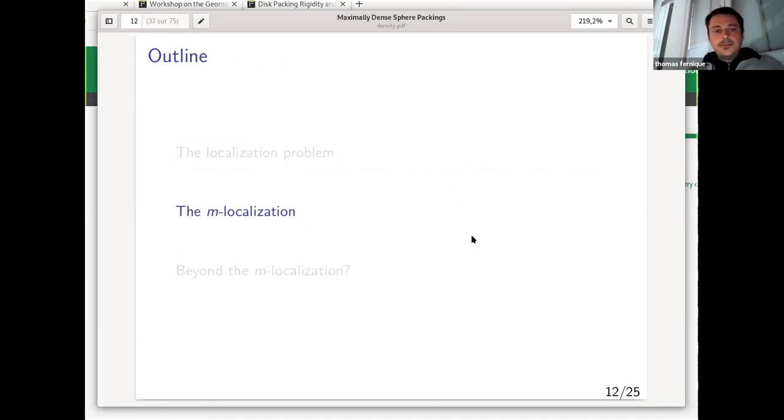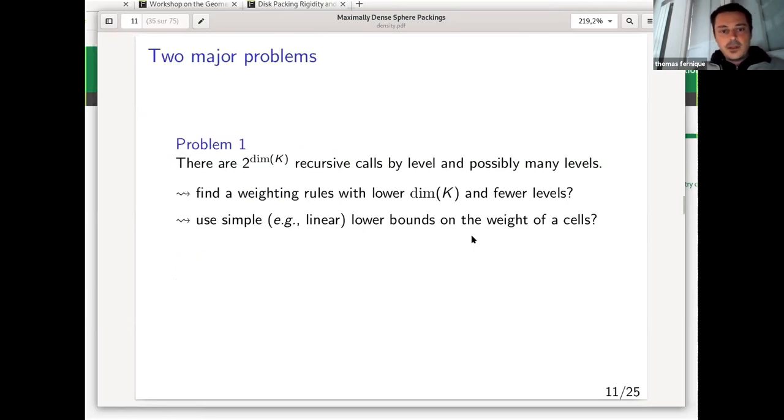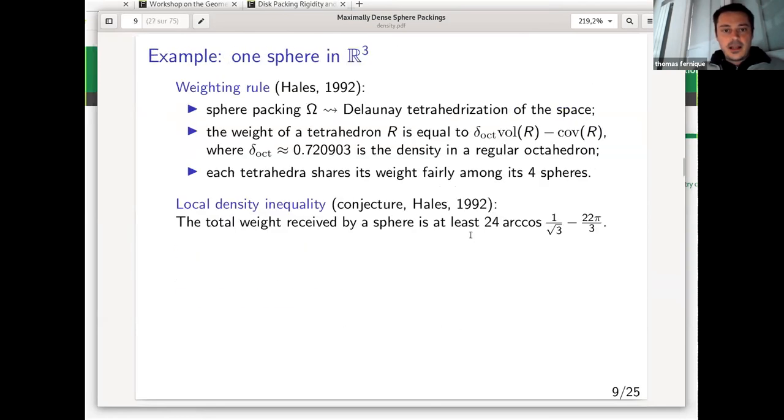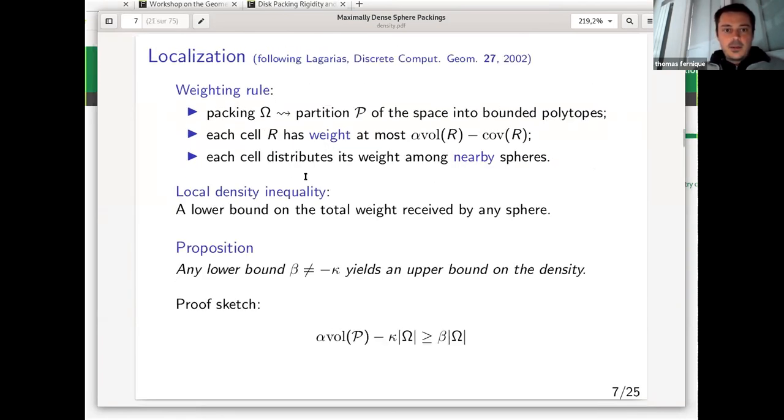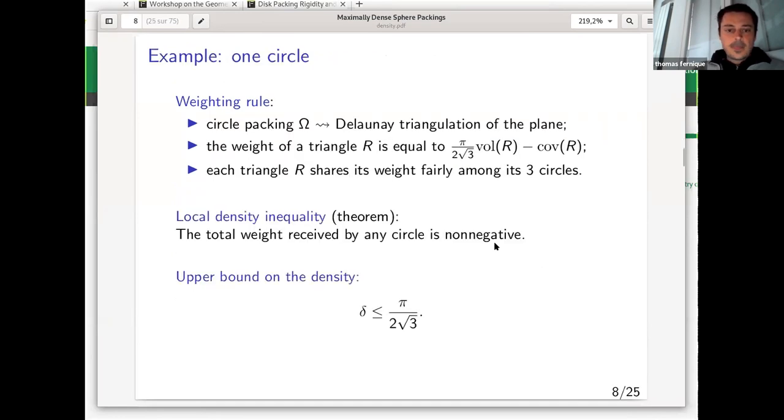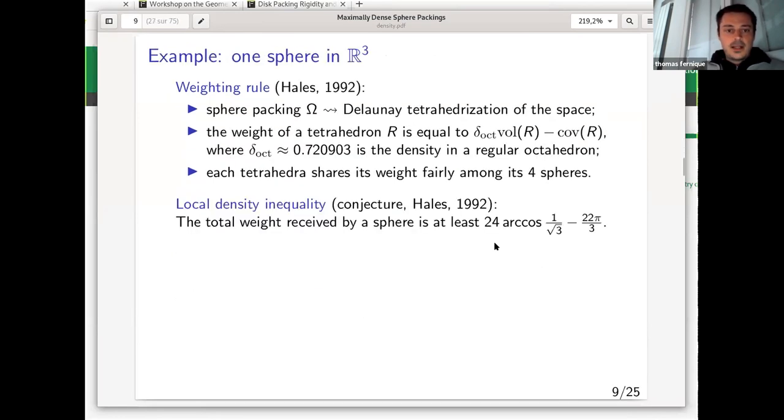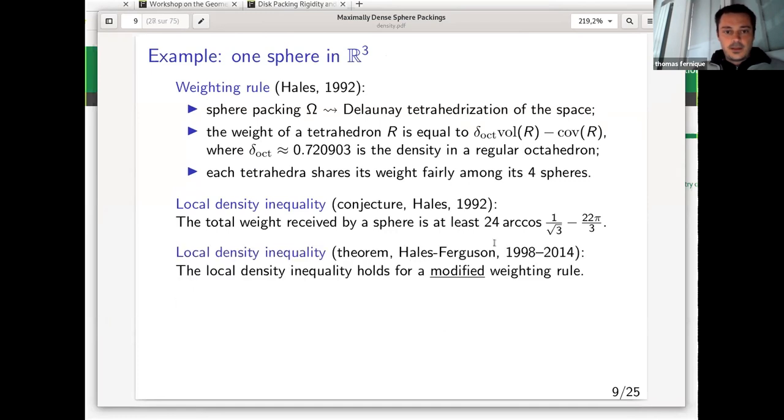Okay, so that was the general presentation of the localization problem. I know that maybe it's not very clear, but I can recommend this paper by Lagarias. It's only 40 pages, which is much shorter than the Hales proof, and I think it's quite clear about the idea of giving weight from cells to nearby spheres.